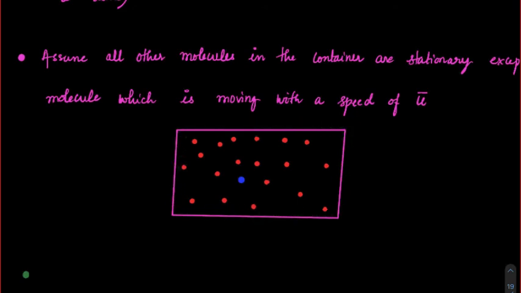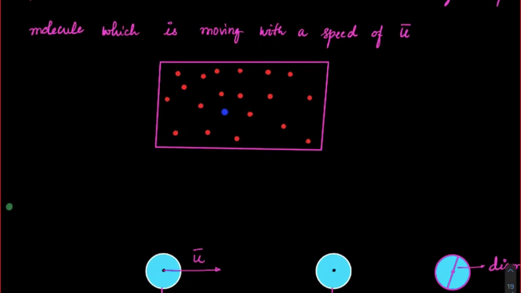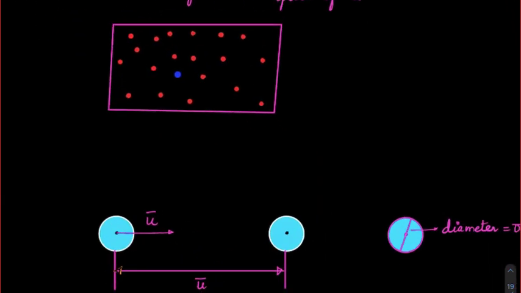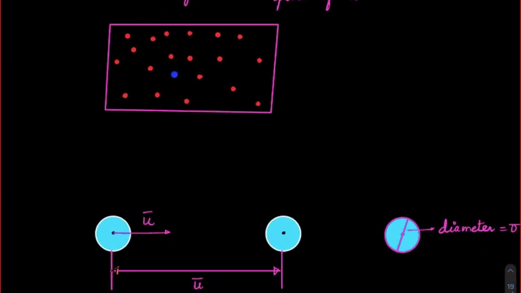So imagine this is a container. Just be with me and listen like a story first. Imagine all the red dots which I kept are the general particles, and this one is a reference particle. According to this, this reference particle is moving with some speed u average.